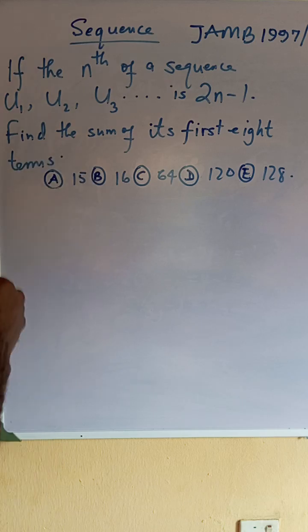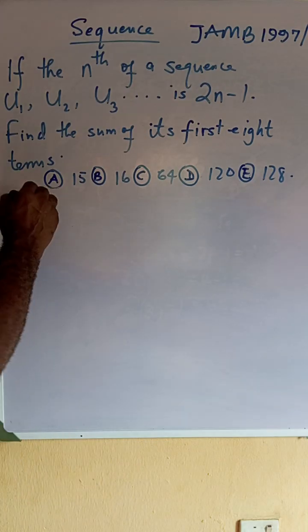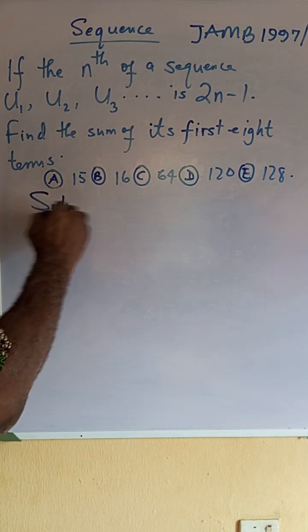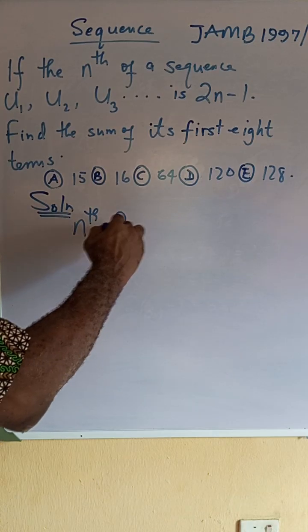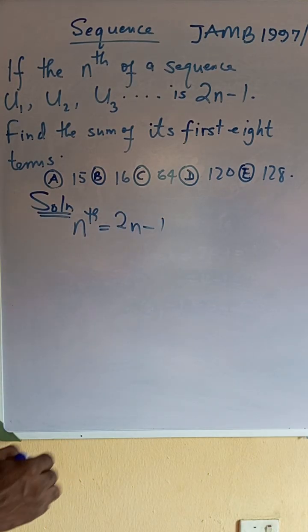Let's find out. If the nth term of a sequence u1, u2, u3 is 2n minus 1, find the sum of its first 8 terms. Let's start right away. Solution. We have been told that the nth term is 2n minus 1.